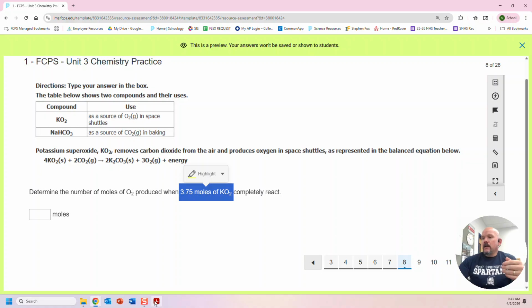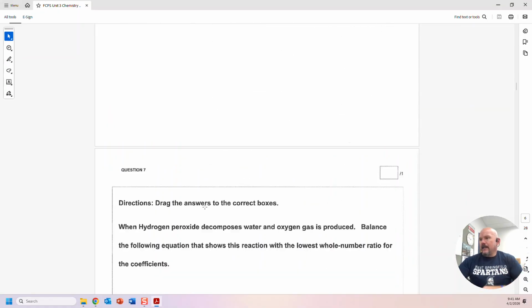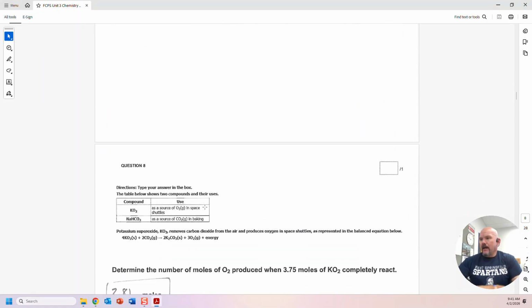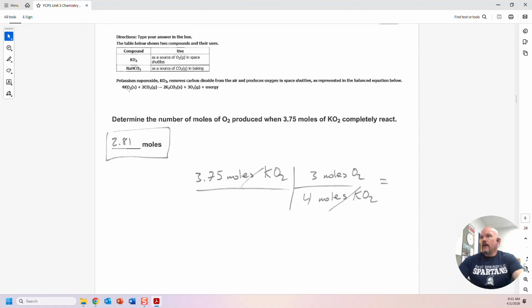I got my answer. All right, so let's see it set up using dimensional analysis, right? So 3 moles of O2 produced, according to the recipe, for every 4 moles of KO2 that are consumed. Moles of KO2 cancel out. So take this number, multiply it by 3, divide it by 4, and you get your answer here, okay?